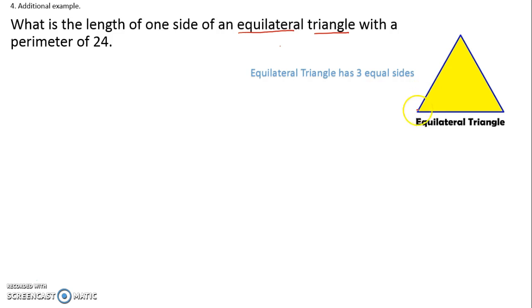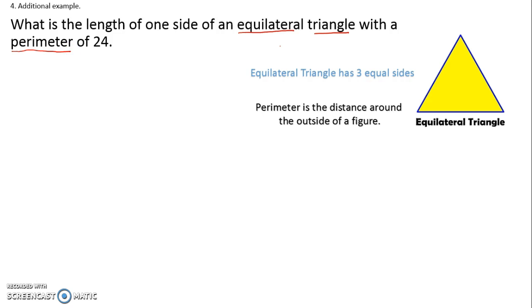So the length of this side is the same as the length of this side, which is the same as the length of the bottom side. And then it says with a perimeter of 24. So they want to find the length of one side. Now that you know it's equilateral, 3 equal sides, they say that equilateral triangle has a perimeter of 24. Well, if you don't know what perimeter means, again, you don't have a shot at solving this problem.